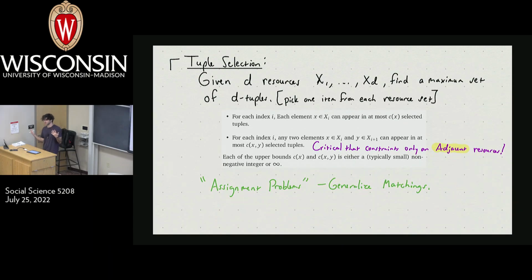And the way you want to think of this is you have D resources, each from a different set, x1 through xd, and you want to find a maximum set of D tuples. So you want to pick one of each resource, and you want to pick as many of these D tuples of resources as you can. Now, of course, this would be trivial if you could pick all of them, but there's going to be restrictions. So for each index i, an element x in xi can appear in at most C of x selected tuples.